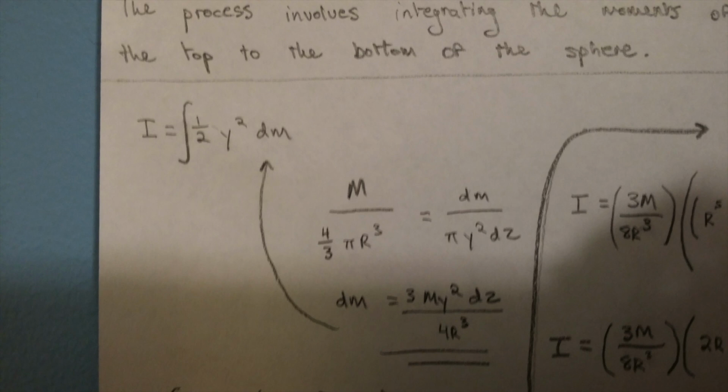And next we know that we can't have dm under the integral because we can't really do anything with it. So we set up a proportion. We have the mass of the sphere over its volume, 4/3 pi r cubed, is equal to the mass of the disk dm over pi y squared dz, which is the volume of the disk. And this is the volume of the disk because pi y squared makes up the circle of the disk and dz is the thickness, so you get the volume if you multiply those together. So we have dm is equal to 3my squared dz over 4r cubed.